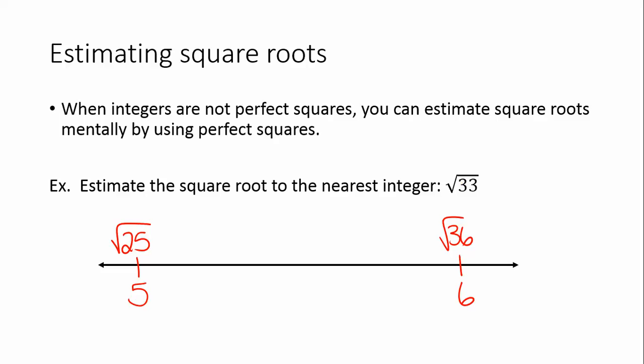And because 33 is closer to 36, then we would estimate the square root to be about 6. And this is like an equal sign that's squiggly marks. That means it's about equal to. So it's closer to 6 than it is to 5. And since it says to the nearest integer, we want a whole number, we don't want any decimals or fractions yet.